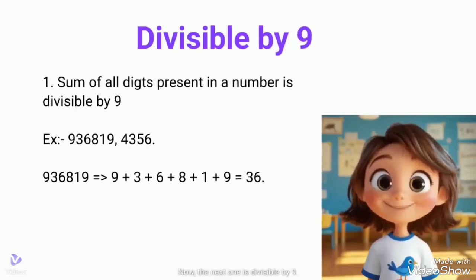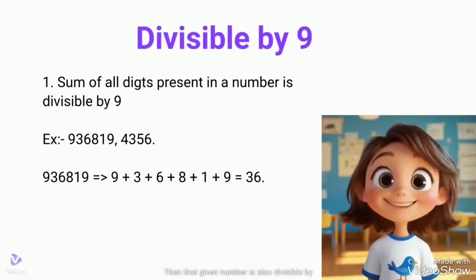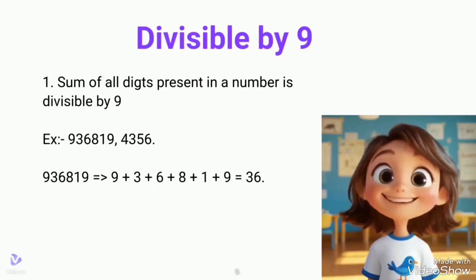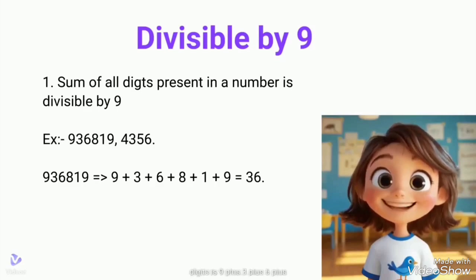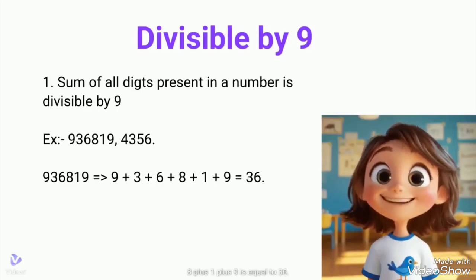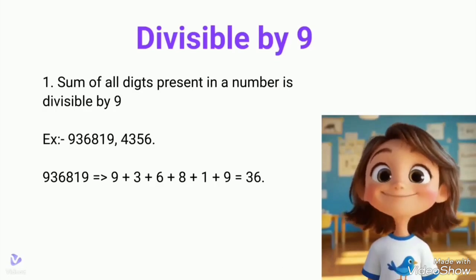Now, the next one is divisible by 9. If the sum of digits present in a given number is divisible by 9, then that given number is also divisible by 9. For example, the number 936819 has a sum of digits of 9 plus 3 plus 6 plus 8 plus 1 plus 9, which is equal to 36. Here, 36 is divisible by 9, so that given number is also divisible by 9.